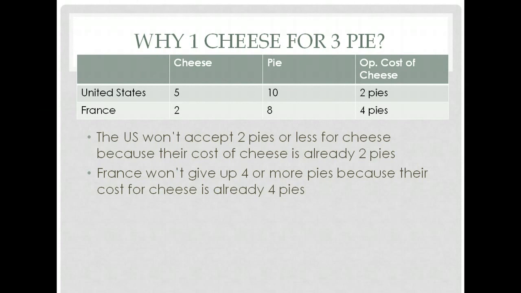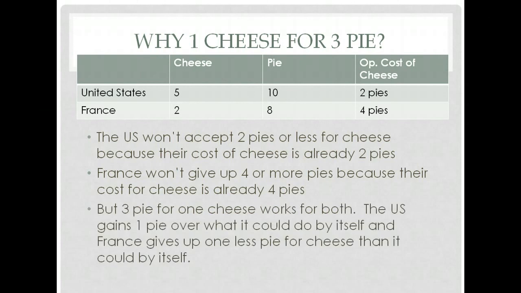So what's a good solution? Something in the middle. But 3 pies for 1 cheese works. Why? The US gains 1 pie over what it could do by itself, and France gives up 1 less pie for cheese than it could by itself. So we're going to look for a situation where for every 1 unit of something, we exchange in the middle of the opportunity costs of those 2 countries.